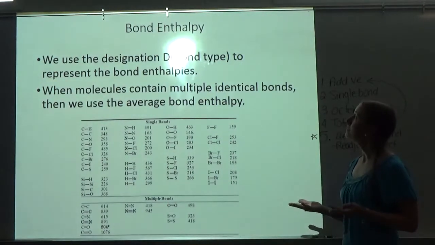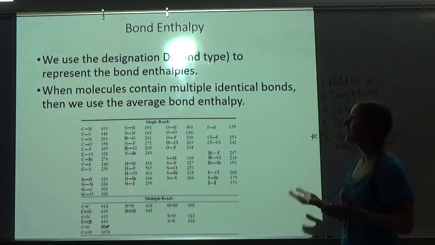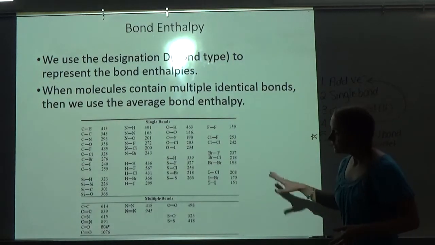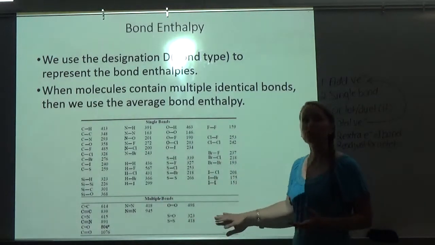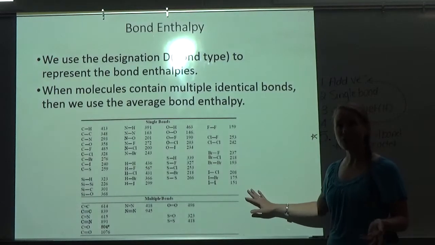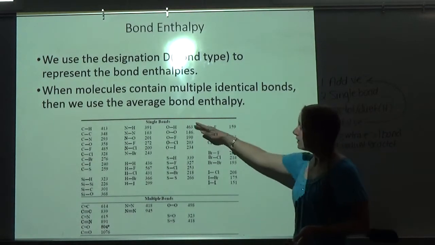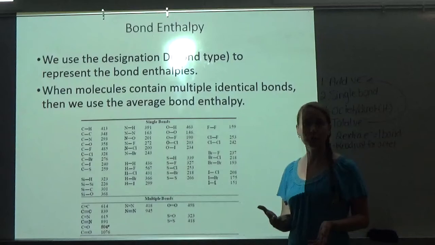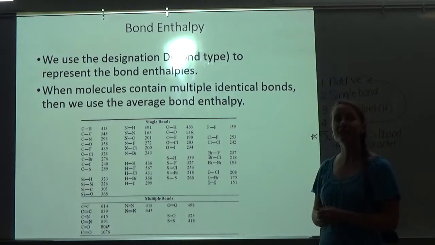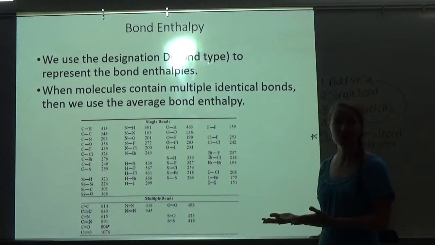When molecules contain multiple identical bonds, we use the average bond enthalpy. So there are bond enthalpy charts that you can look up, or if you're in my class, you have one in your packet. And so all of these numbers are on that bond enthalpy chart. So all the numbers you'll see me use in the next couple of sample problems, that's where I'm pulling them from.